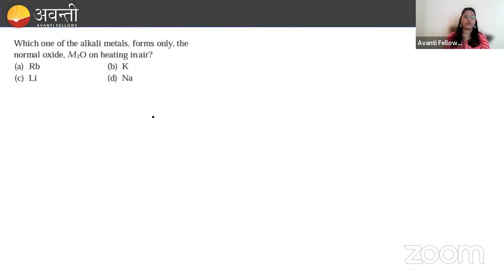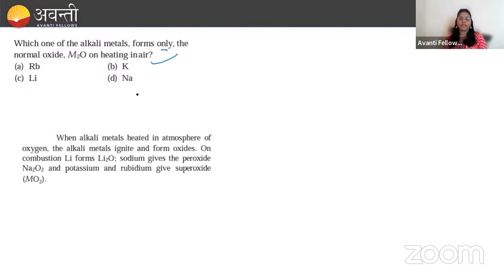Which one of the alkali metals forms only the normal oxide M2O on heating in air? Yeah, let's talk about this. When alkali metals are heated in an atmosphere of oxygen, they ignite and form their respective oxides. But on combustion, lithium forms Li2O. I have told you, lithium forms Li2O, sodium forms Na2O2, right?